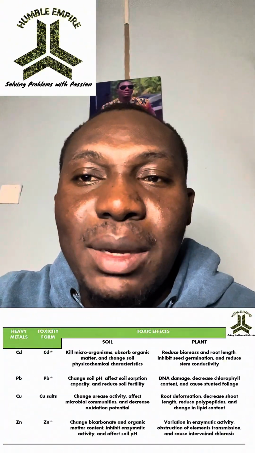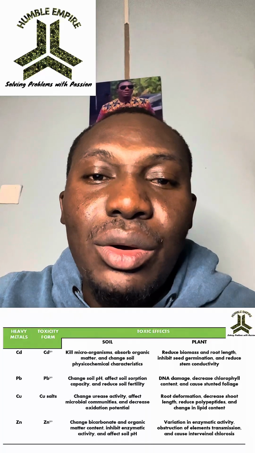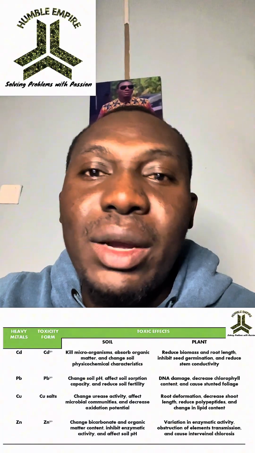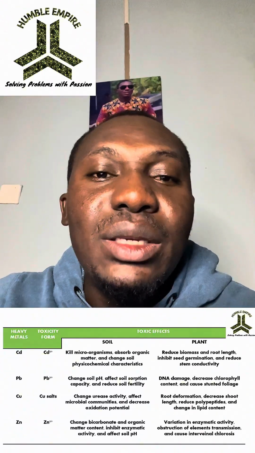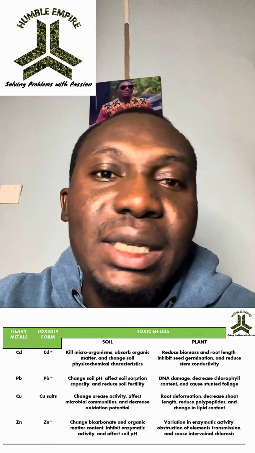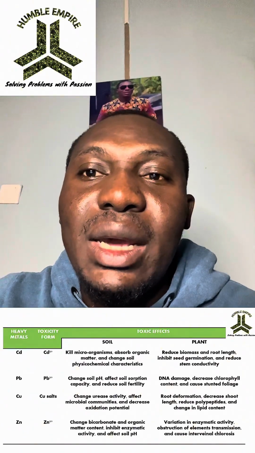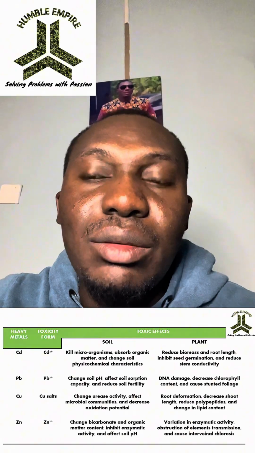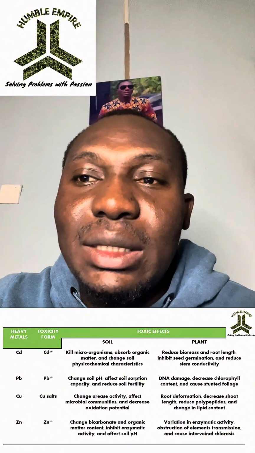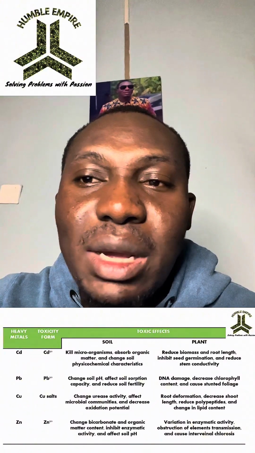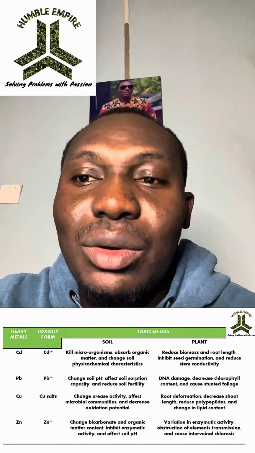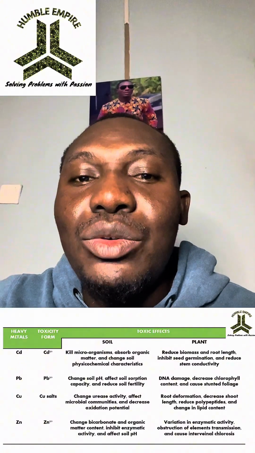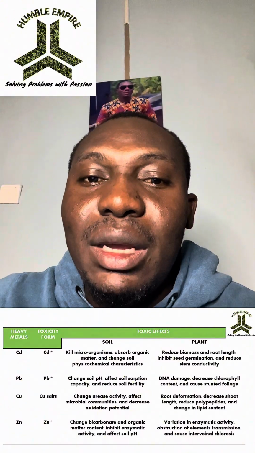our soils and plants. Now, most of these heavy metals, the major effect that they have on our soil is to kill the microorganisms, which are the main agent for decomposition of organic matter. Some also change, for example, lead changes our soil pH and affects the soil absorption rate, reducing fertility. So it changes and it affects the microbial communities, like copper and zinc also changes the organic matter content. So mostly it has to do with the fertility of the soil.